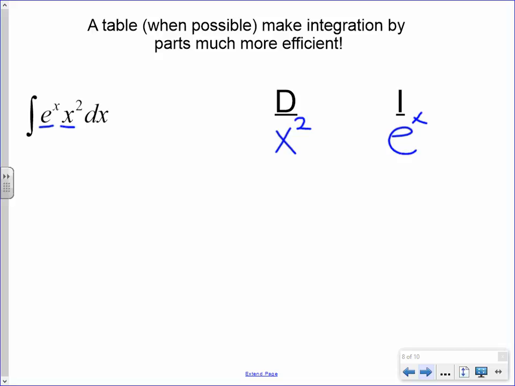The D column, you are going to differentiate until you hit 0. What's the derivative of x squared? 2x. What is the derivative of 2x? 2. And what's the derivative of 2? 0.